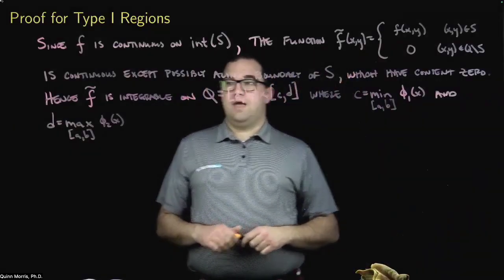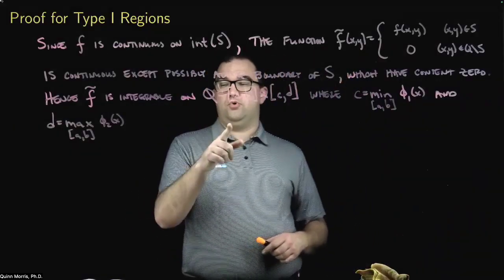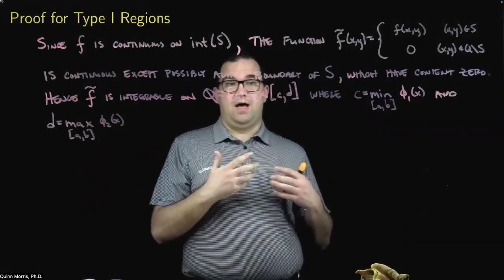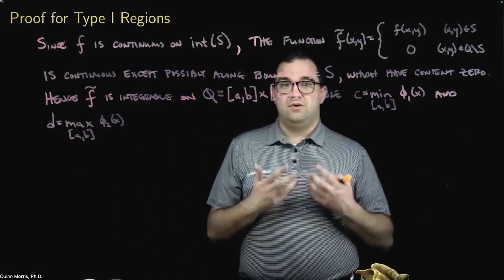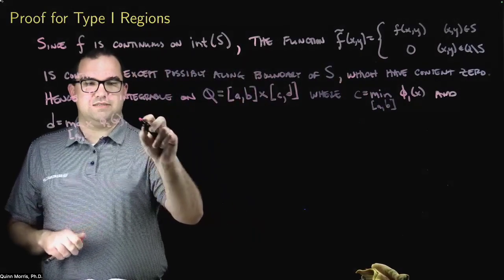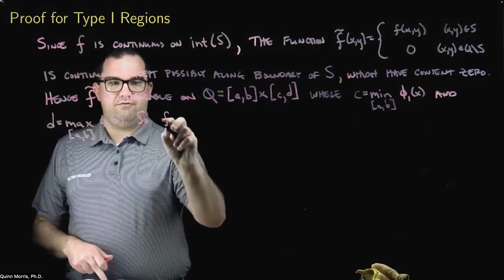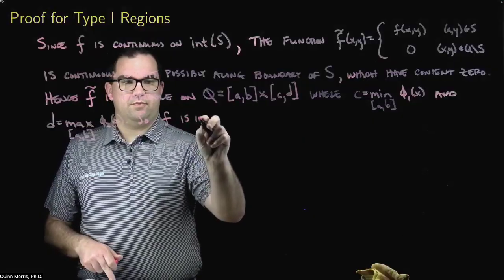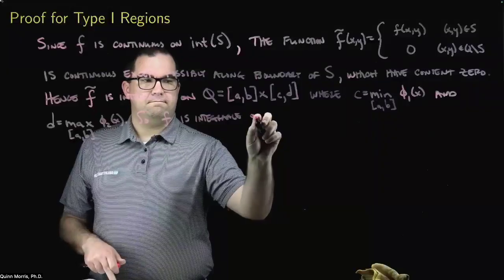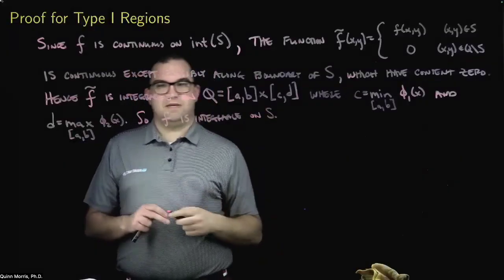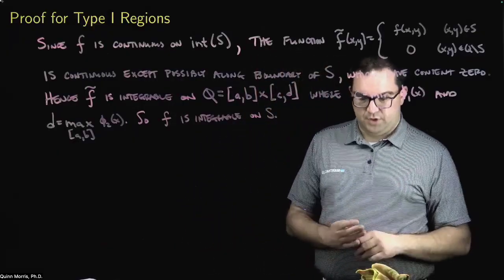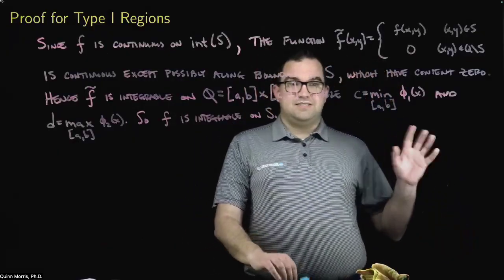All right, great. So now I have that f tilde is integrable on Q. That means that f is integrable on S, right? That's what we defined for it to mean for f to be integrable on S, okay? So we can conclude this part by saying f is integrable on S, because f tilde is integrable on a rectangle Q containing S. All right. That's the first part of the theorem.